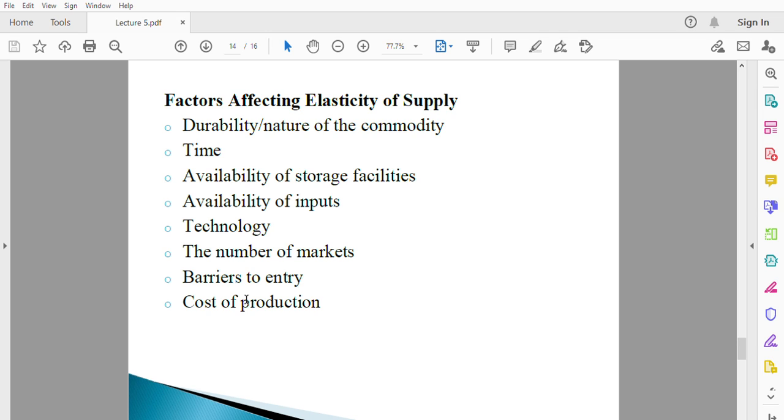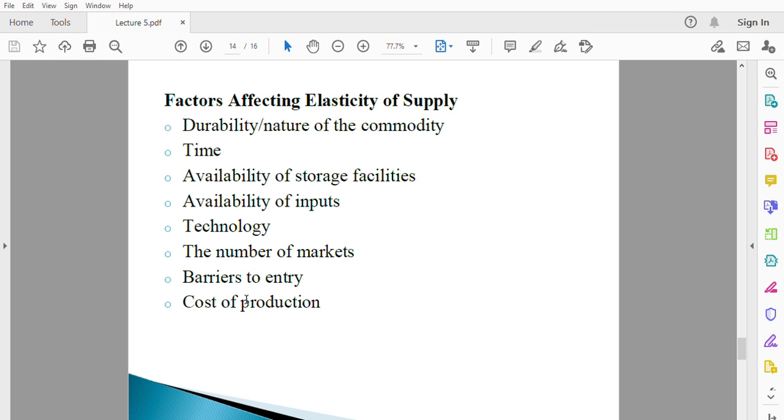If your goods or the services you are rendering, in this case I'll call it commodity, if you have storage facilities and you can store your commodities, when price decreases you hold them, you store them till price increases, because a decrease in price will reduce your profit margin. So if storage facilities are available, a decrease in price will result in a greater percentage decrease in quantity supplied. In that case, supply is fairly elastic, and the vice versa also happens.